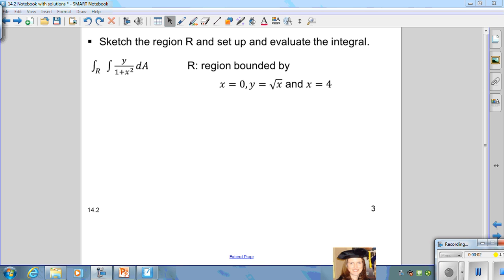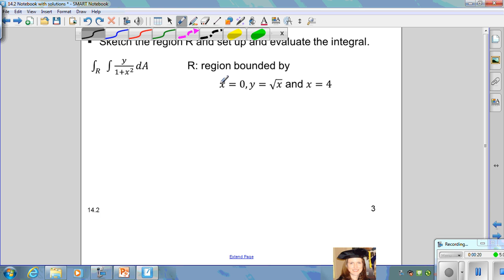In this example for section 14.2, we want to sketch the region R and set up and evaluate the integral. We have the double integral over the region R of y divided by 1 plus x squared dA. R is the region bounded by y equals 0, y equals square root of x, and x equals 4.